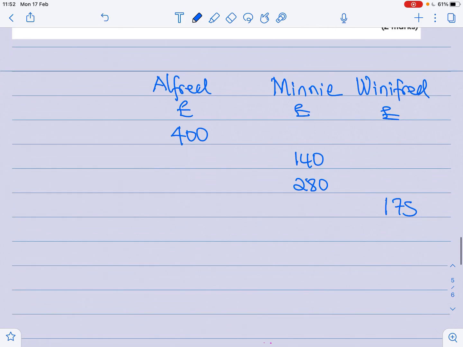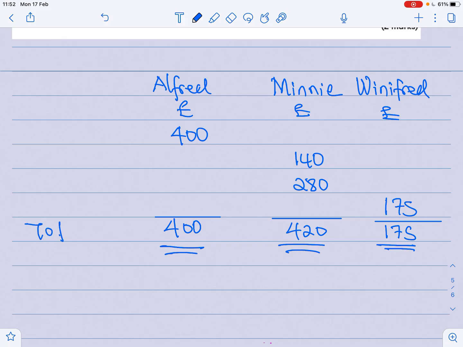Good. So what do you do at this point? Please don't see this as a waste of time. I need you to do this, please. You need to add up what each one of them received as the total in this particular tax year. For Alfred, the total is 400. For Minnie, would you agree if you had 140 and 280 together? I'm sure my grandmother can do this. This is coming to 420. Then for Winifred it is 175. Here we are. Is this the total that we're interested in?